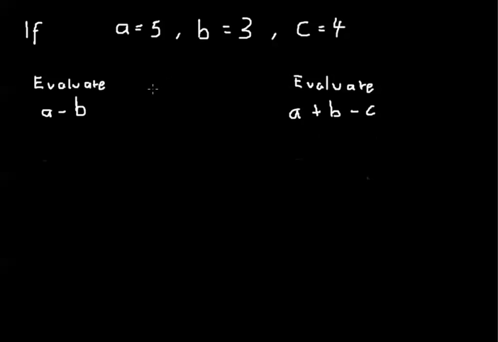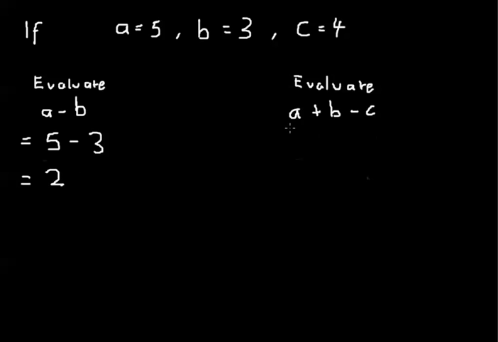So we'll solve the first one now. Always remember to start with an equal sign. So we've got a is equal to 5, so it becomes 5 minus b, which is 3. And then you've just got a simple, nice equation here. 5 take 3 is equal to 2. And it's as simple as that.